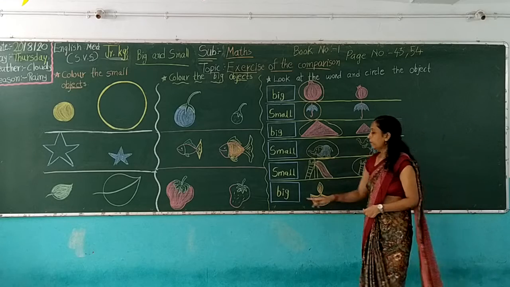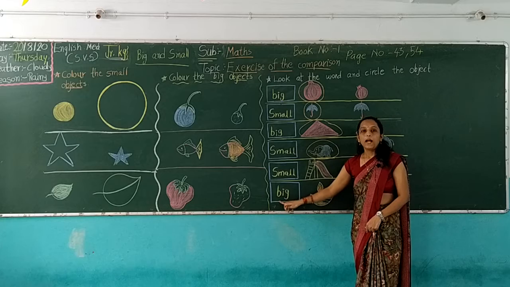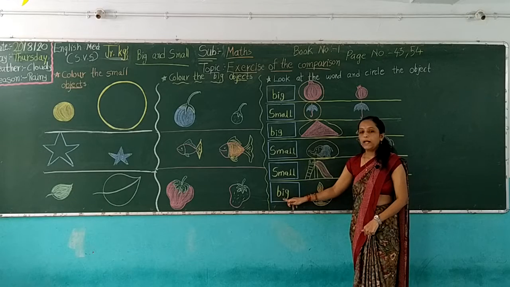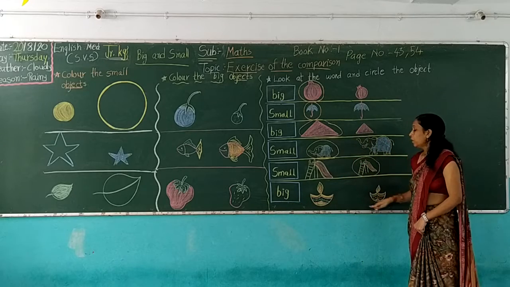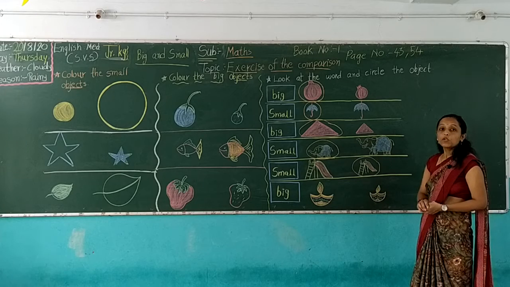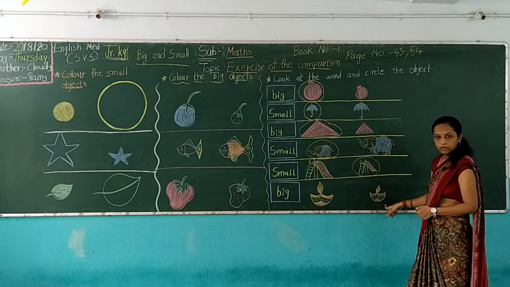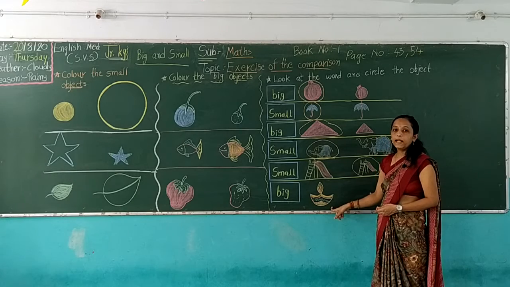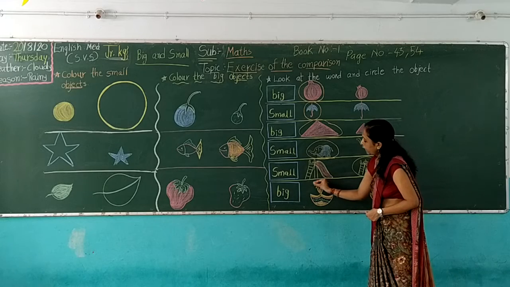And last, which word is right here? Tell me. B-I-G, big. And here I drew two diyas. One is big and the other one is small. So which diya is big? This? No. This? Yes. This diya is big. So circle only the big diya. Okay.